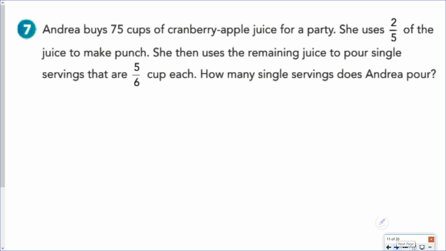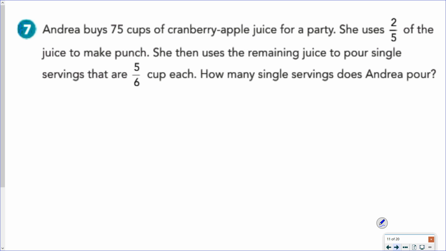So in our next problem here, Andrea buys 75 cups of cranberry apple juice for a party. She uses 2/5 of the juice to make punch. She then uses the remaining juice to pour single servings that are 5/6 of a cup each. How many single servings does Andrea pour? So very similar to the previous question that we just answered.